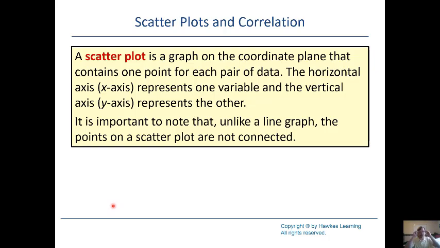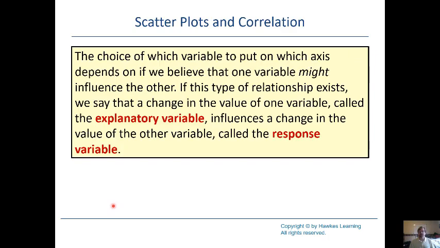So a scatter plot is a graph on the coordinate plane, so x-y axis, that contains one point for each pair of data. Well, it needs to be numerical data on both axes, so the example of cat ownership doesn't really work well. The horizontal axis is one variable, the vertical axis is another. We don't connect the points on this. Hopefully we'll see one shortly.